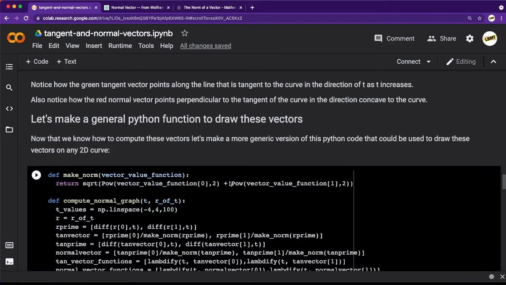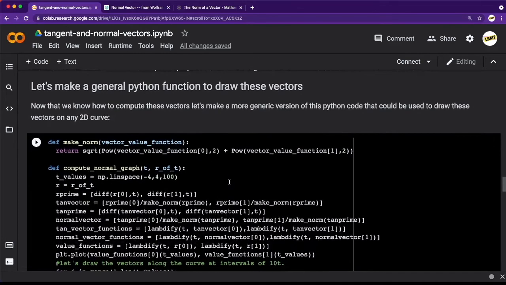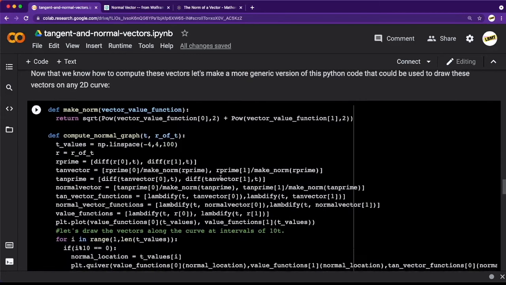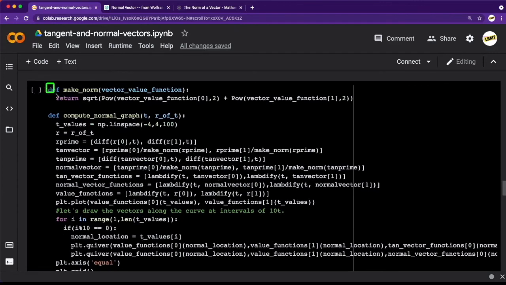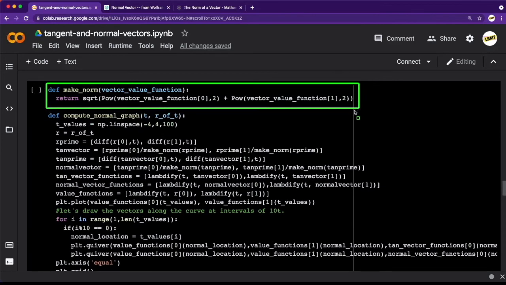So now what we're going to do is take this code that we wrote and turn it into a general function that we can use in Python to draw these curves and these vectors whenever we want to. In order to do that, we pulled out this little make norm function that creates the norm. Basically, it takes the x component and the y component, squares them, adds them together, and puts them in a square root. So you've got that denominator for yourself.